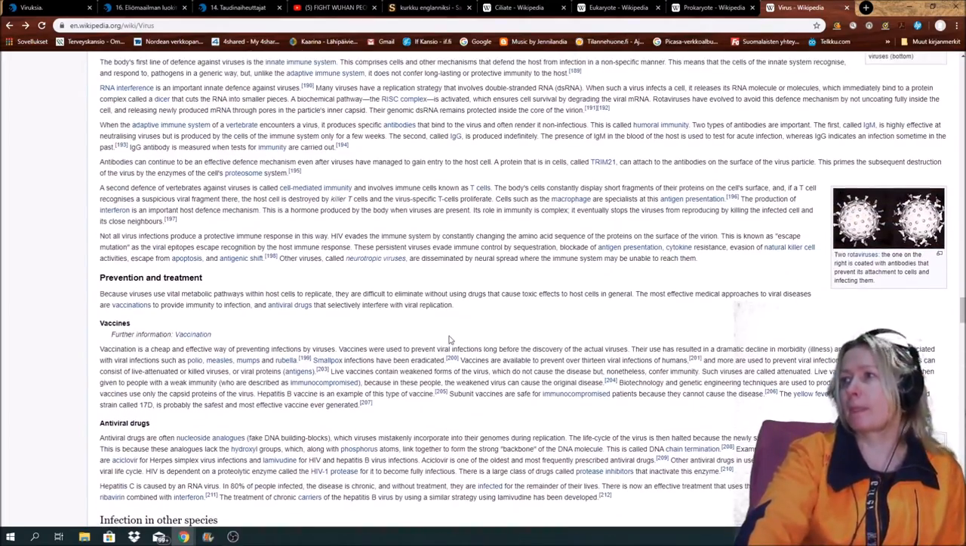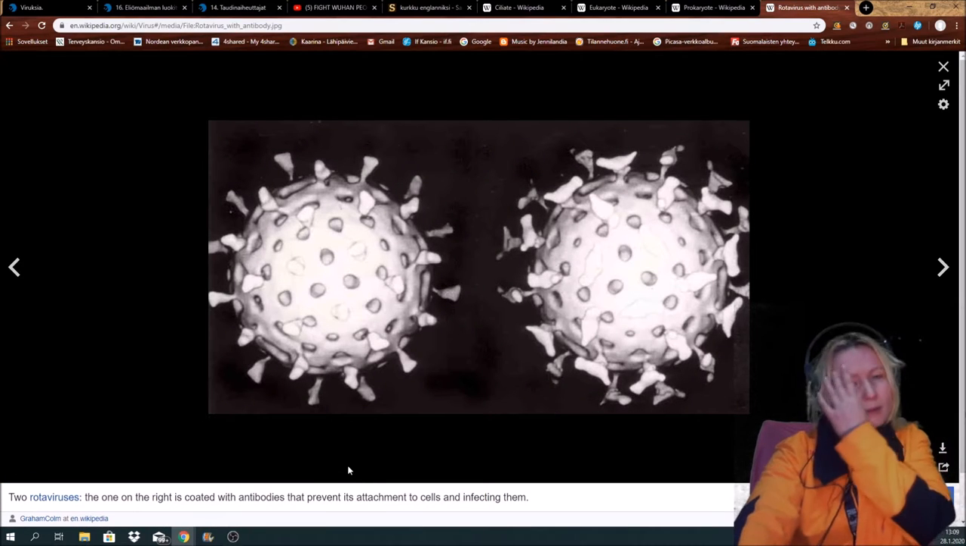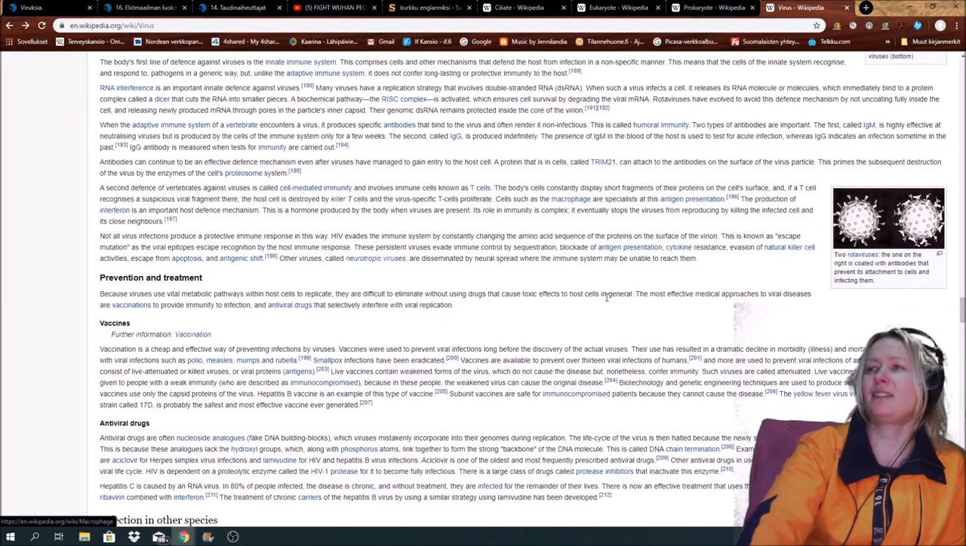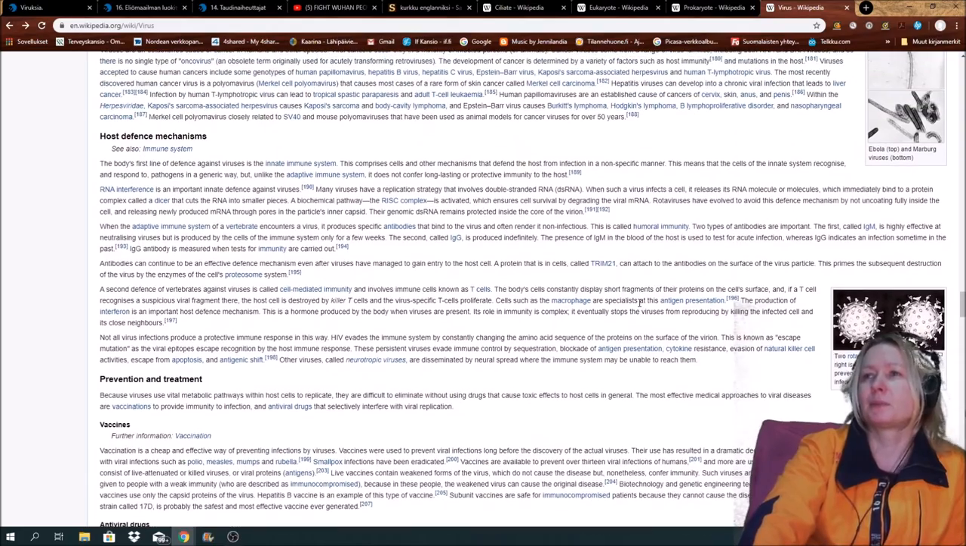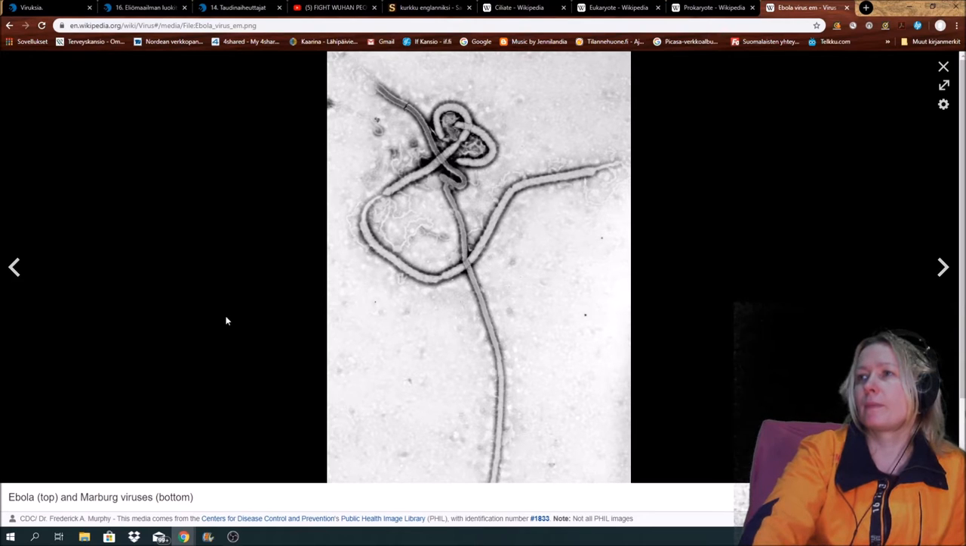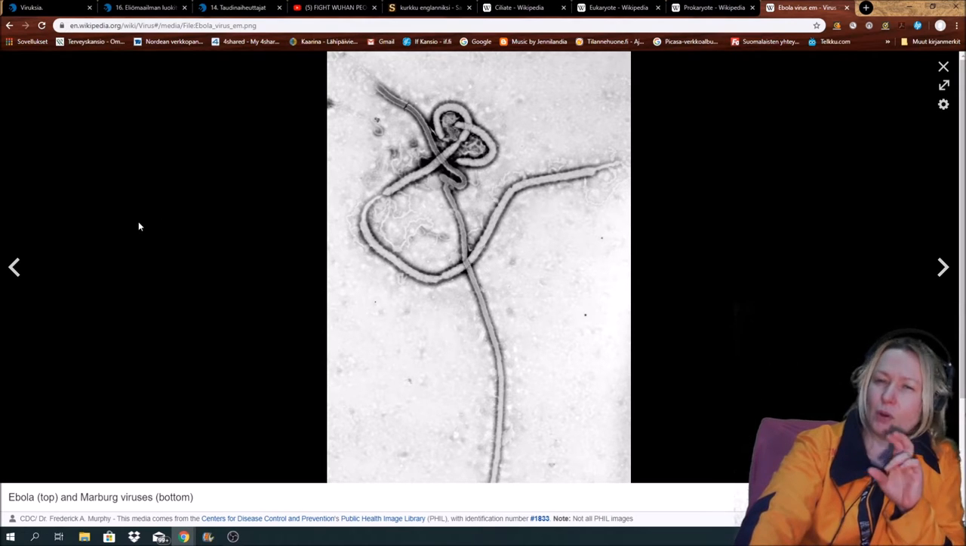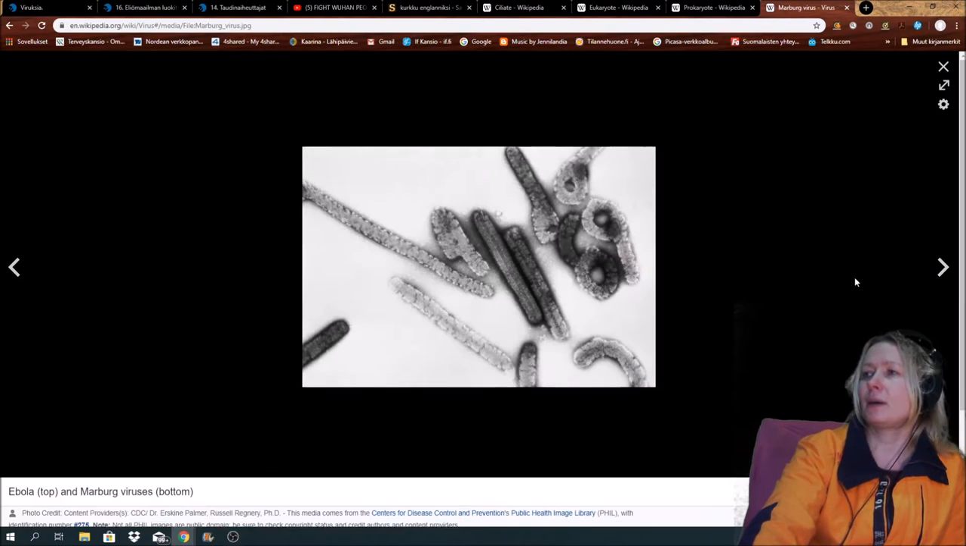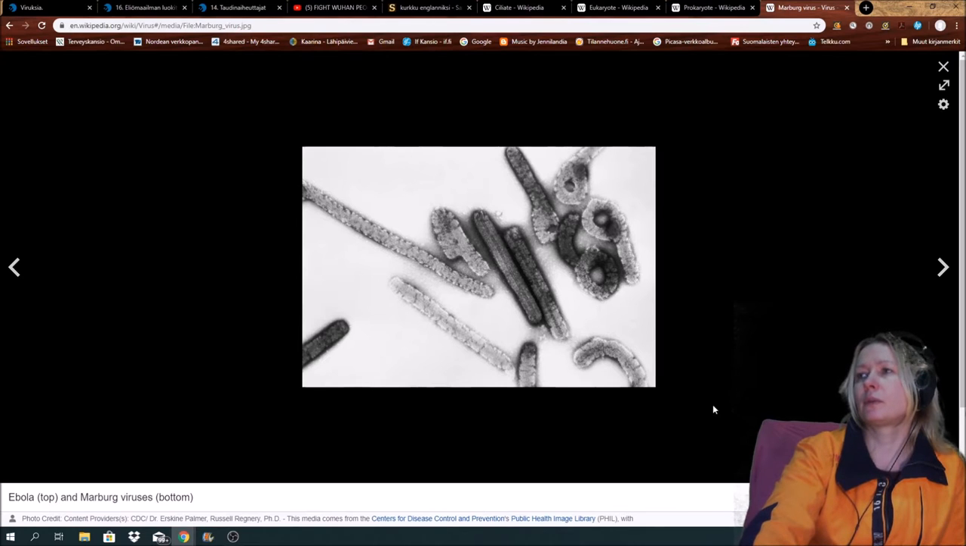Rotaviruses. Beautiful. Beautiful and interesting and nasty little buggers. And here we have this Ebola. Looks more like a bug, but still is only a virus that kills 50% of its victims. Here is Marburg, which has perhaps some of the same characteristics, and is also deadly.